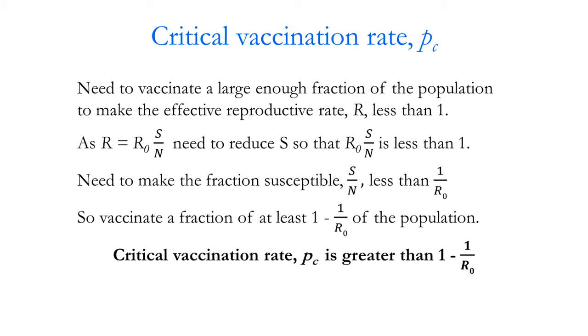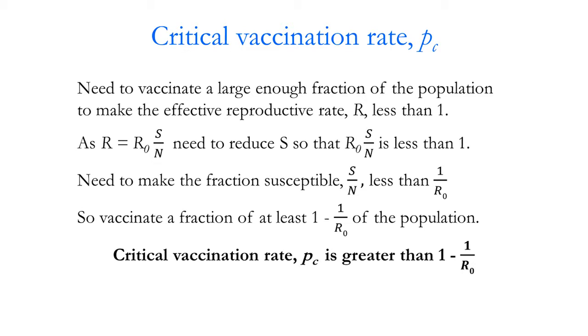Just rearranging that, you need to make the fraction susceptible, S over N, less than 1 over R0. It's just a matter of rearranging the algebraic expression. So that's how small you have to make the susceptibles. In order to do that, you have to vaccinate a fraction of the population which is 1 minus 1 over R0. You need to vaccinate enough of the population so that the fraction which are susceptible drops down to 1 over R0. So you need to get 1 minus 1 over R0, and that's your critical vaccination rate.